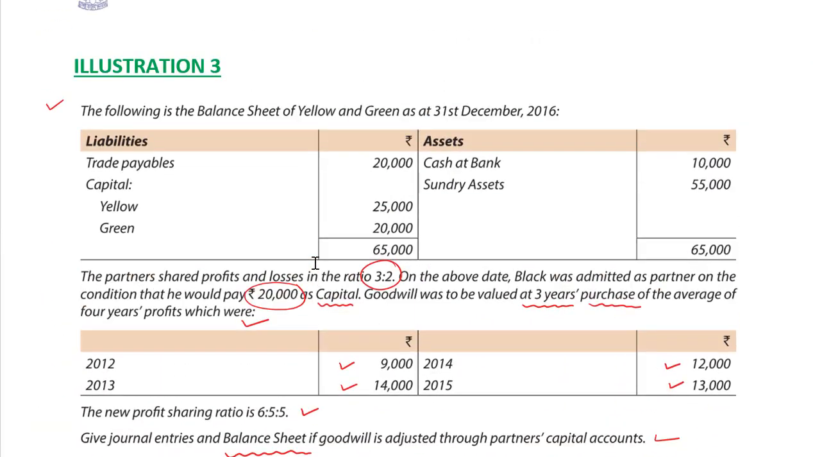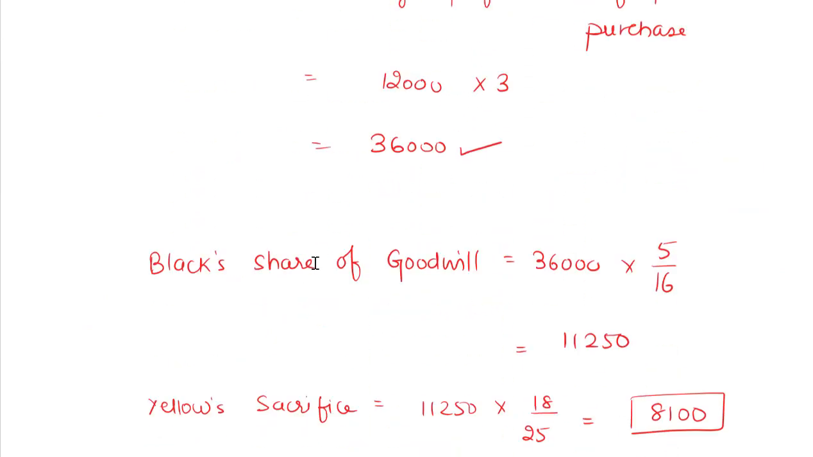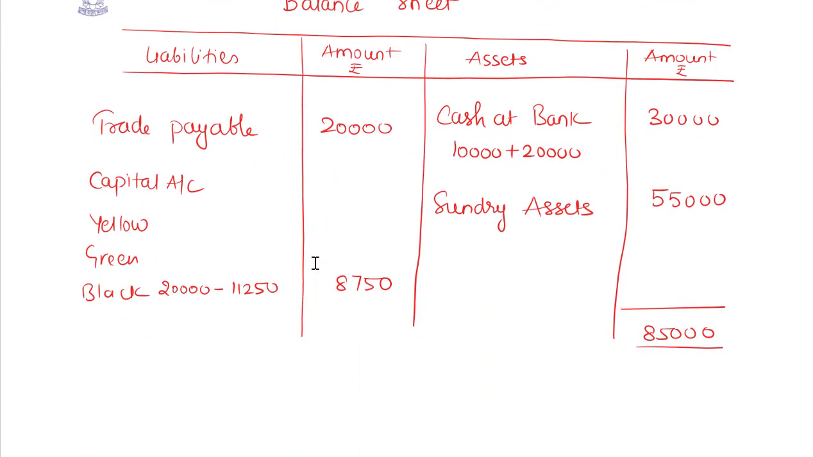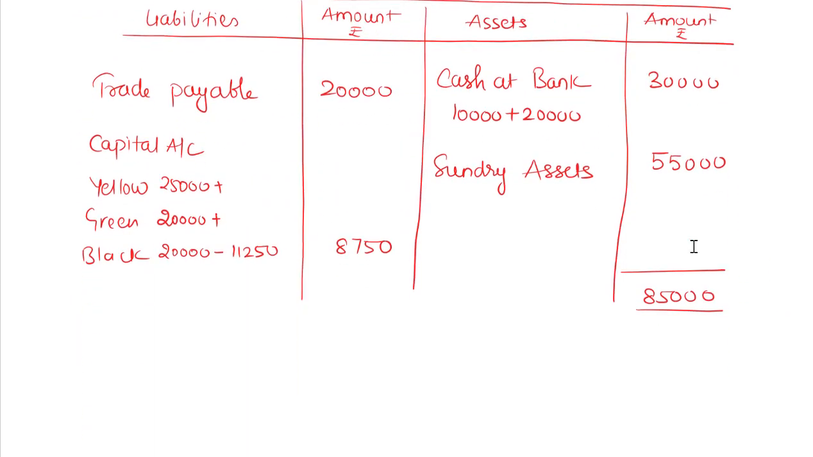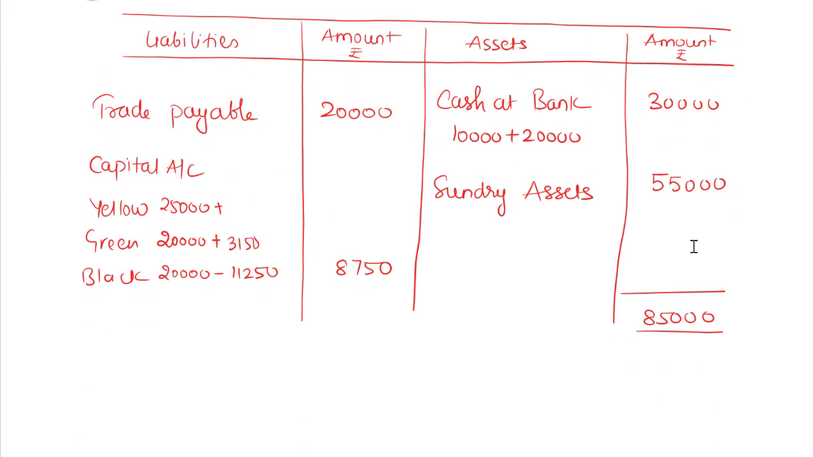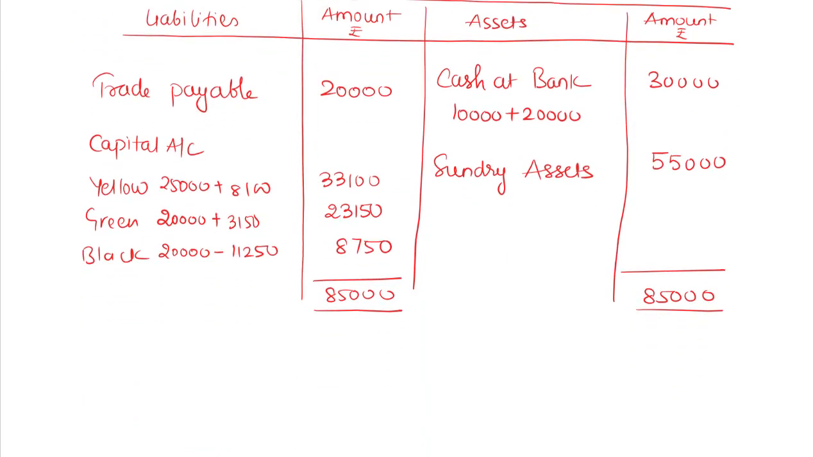The old capital of Yellow and Green were 25,000 and 20,000. 8,100 is to be added in Yellow's capital account and 3,150 is to be added in Green's capital account. 25,000 plus 8,100 equals 33,100. 20,000 plus 3,150 equals 23,150. The balance sheet closed at 85,000. I believe you understood this. Let us move ahead.